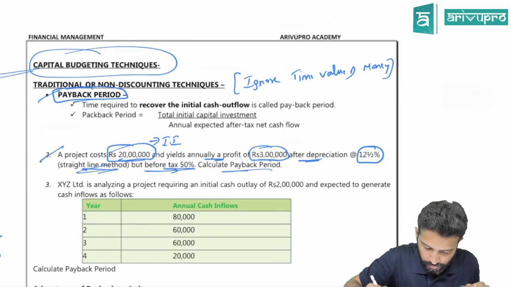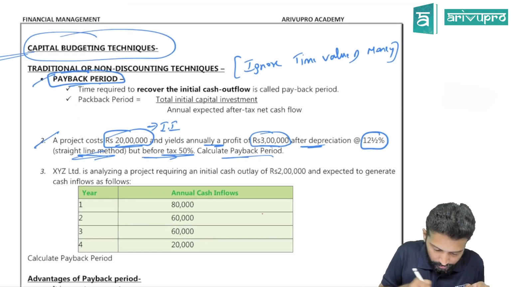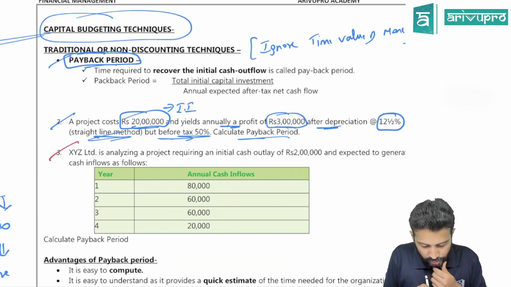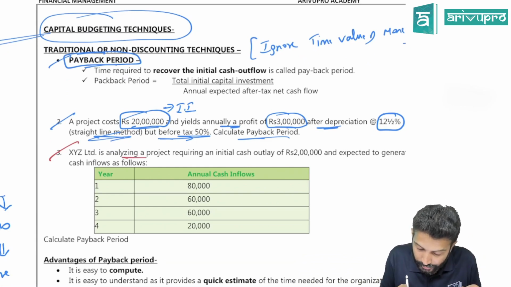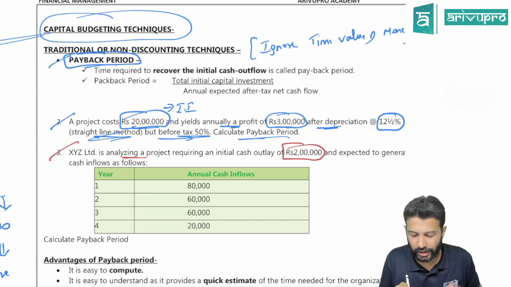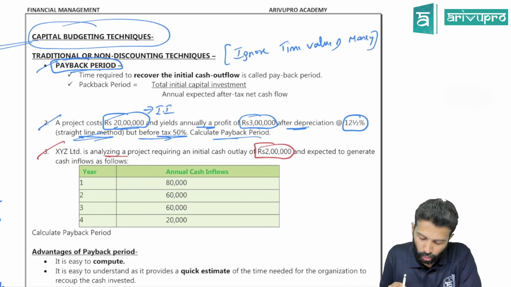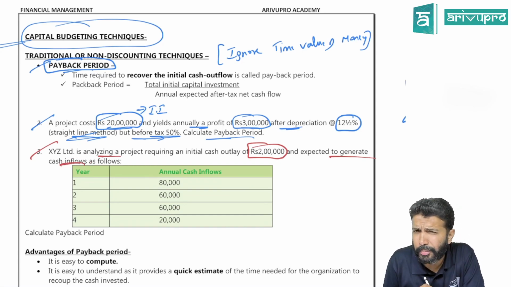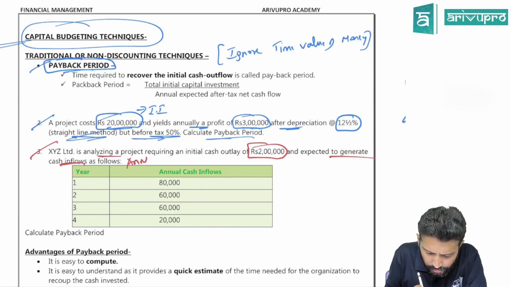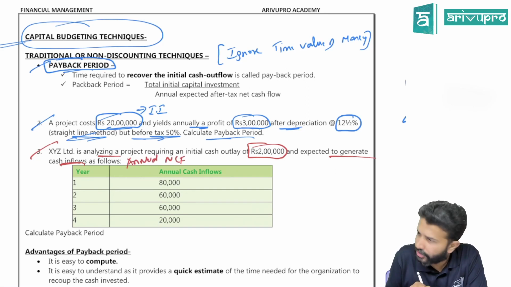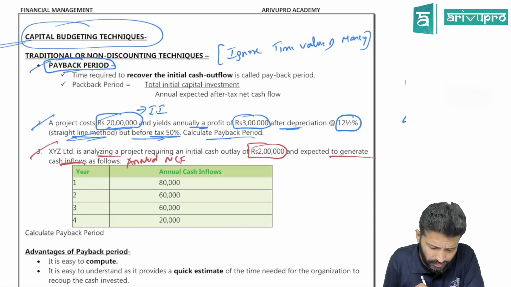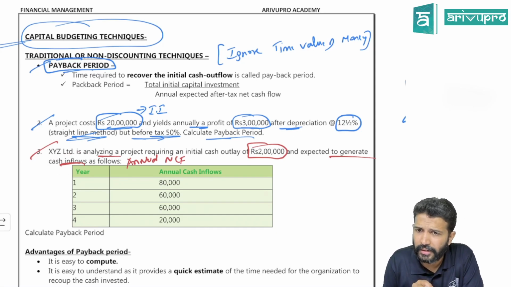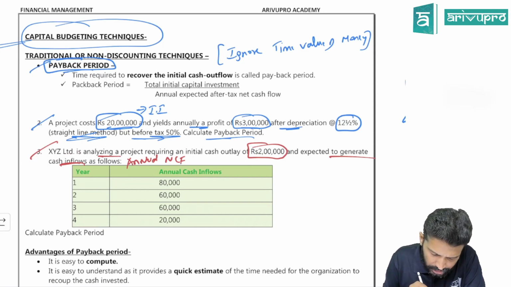Okay. Next. Question number 3. XYZ is analyzing a project requiring an initial cash outlay, as in initial investment is 2 lakh, and it is expected to generate cash inflows. Sir, did they give profit or cash inflows only? So they have only given your annual NCF, no? For our decision, we need annual net cash flows. Have they not given that specifically? Okay, given. Yes, annual cash inflows they've given every year.